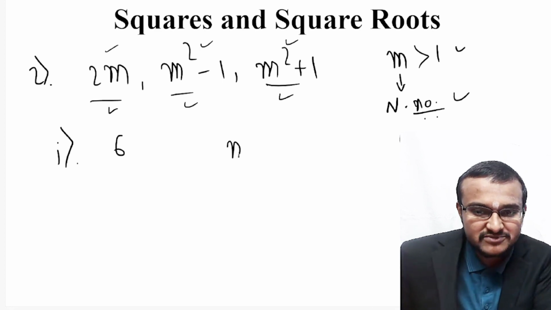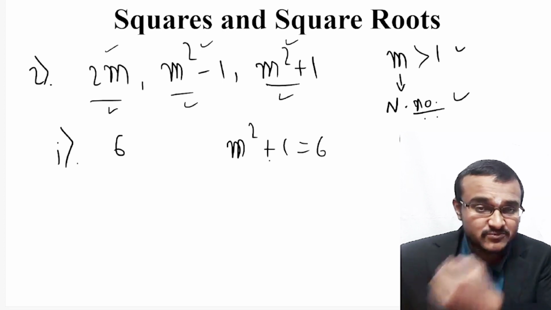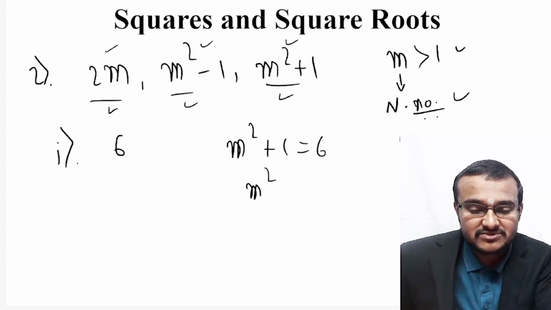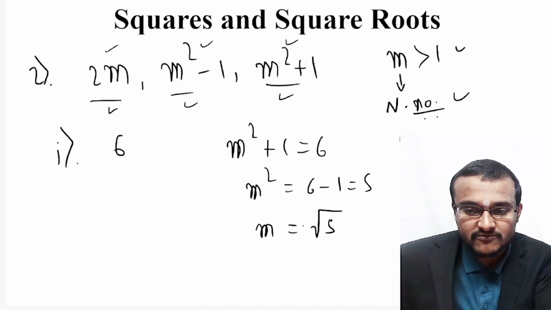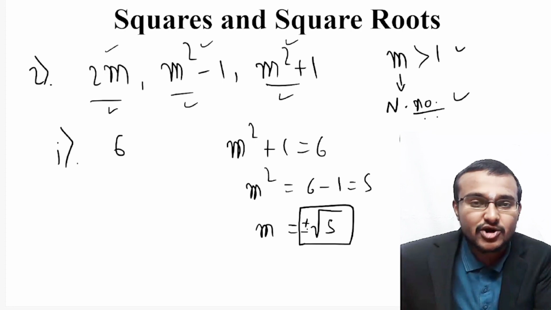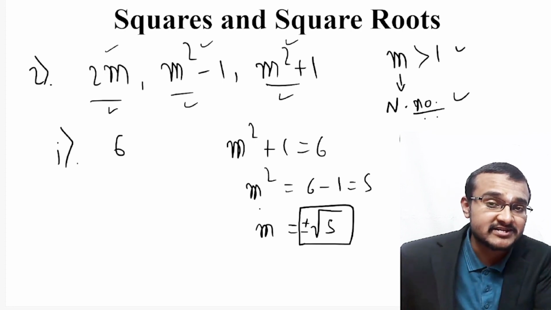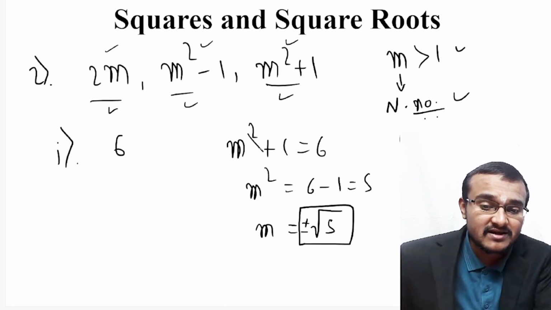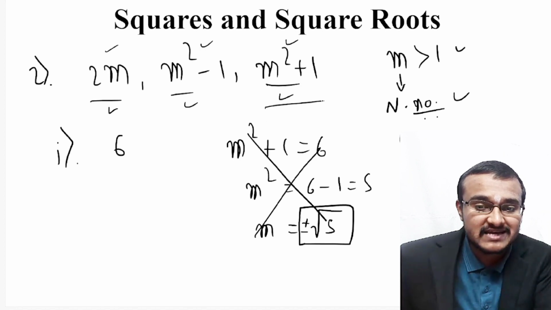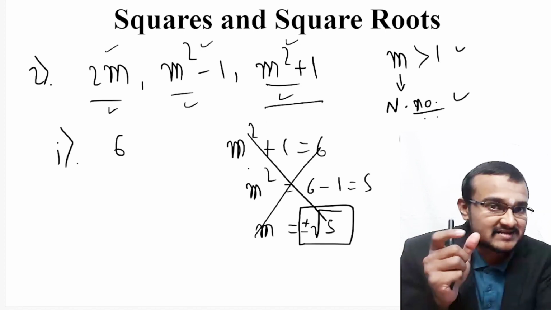So let me take m square plus 1 is equal to 6. If you take m square plus 1 is equal to 6, then m square is equal to 6 minus 1, which is equal to 5. So m will be equal to square root of 5. That means here you are getting plus or minus square root of 5. That is not an integer, because 5 is not a perfect square. That means this 6 will not belong to the m square plus 1 place.